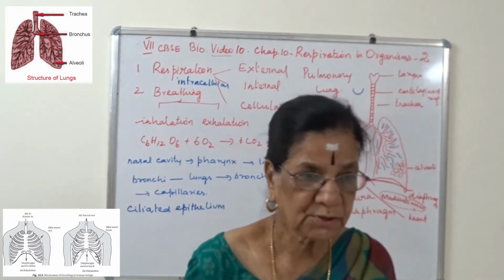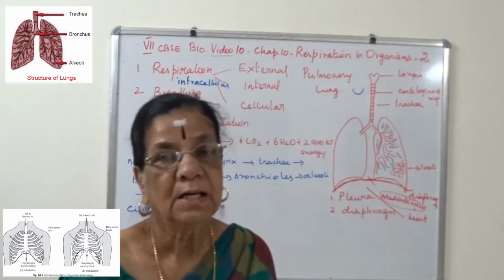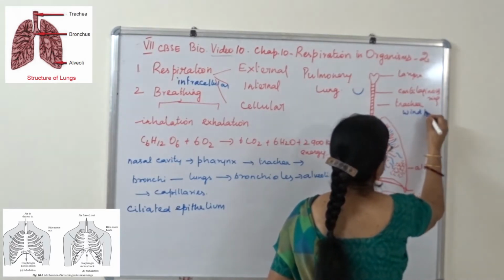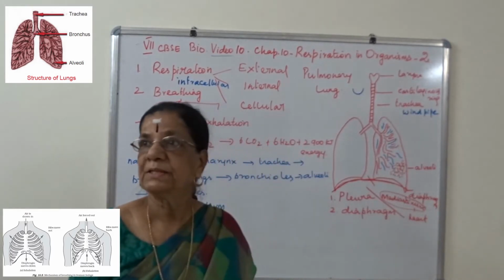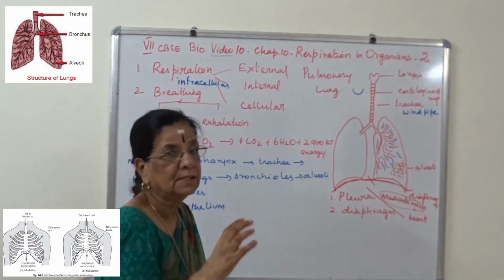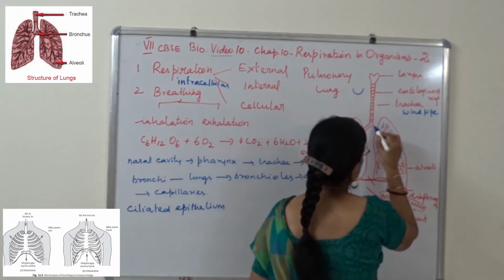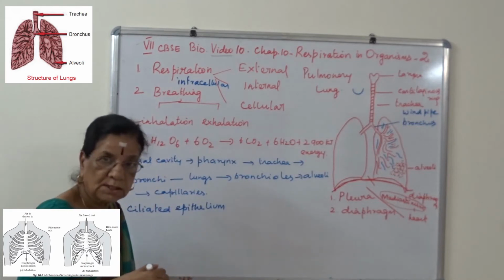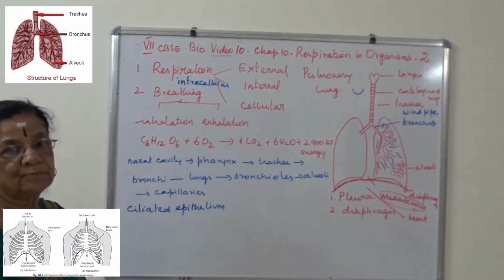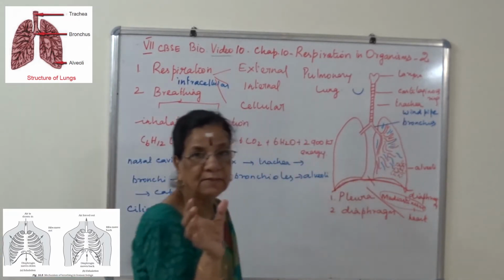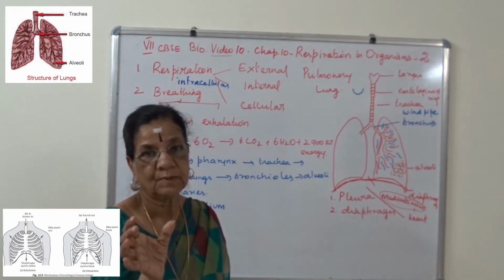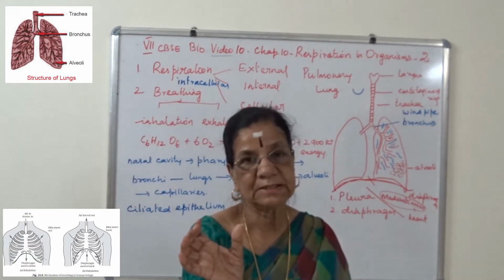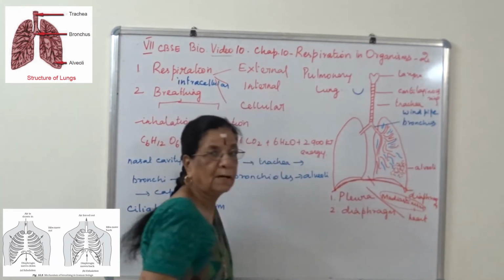It is normally about 3 to 4 centimeters long. Then the trachea, otherwise called the windpipe. Trachea is also known as windpipe. This trachea is branching into bronchus, singular, bronchi, plural. So the trachea divides into 2 bronchi. Are you clear? And these bronchi are entering into a pair of lungs.